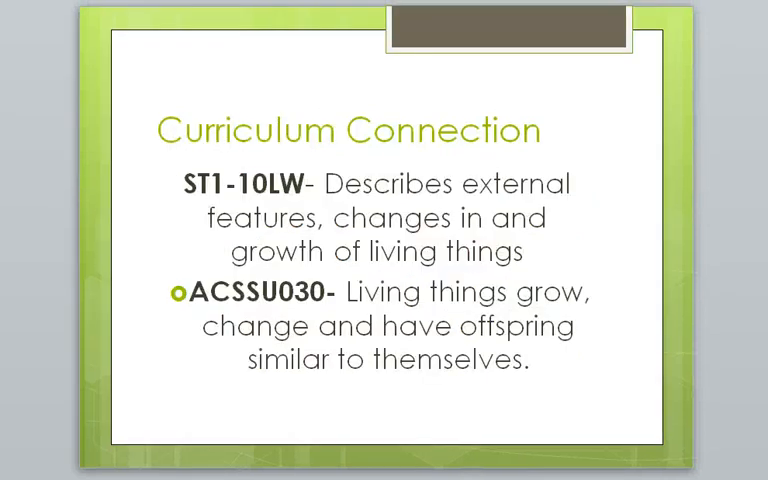From the new K-10 science syllabus, our artifact falls under the Stage 1 outcome, describes external features, changes in and growth of living things. The indicator that falls under this outcome and that relates to our artifact is living things grow, change and have offspring similar to themselves.